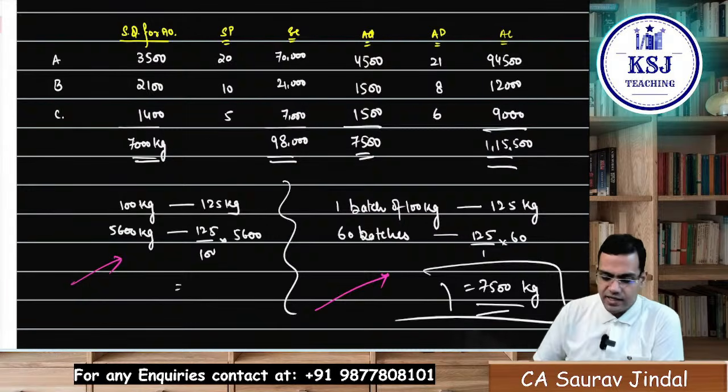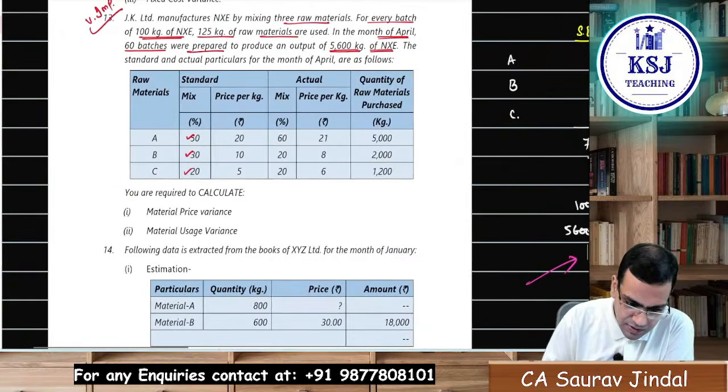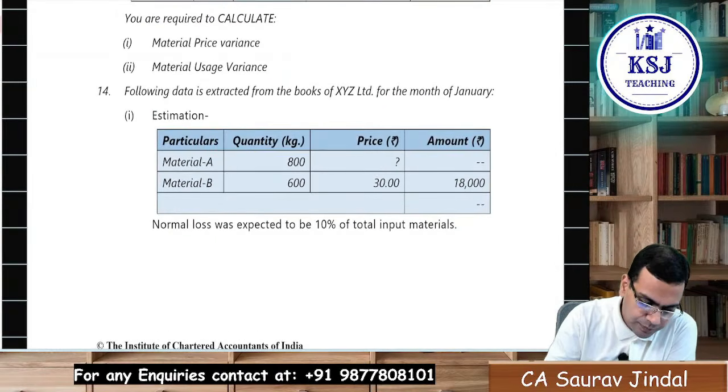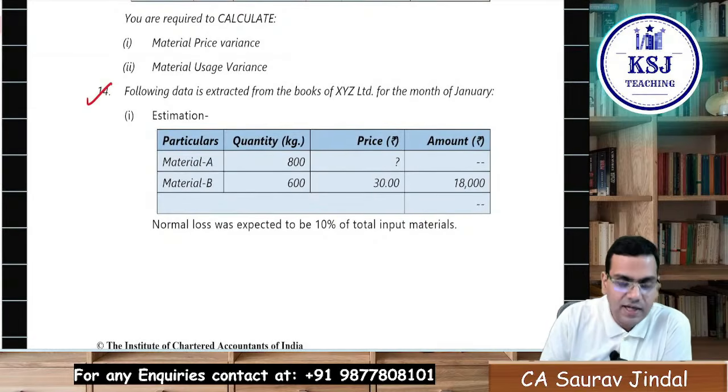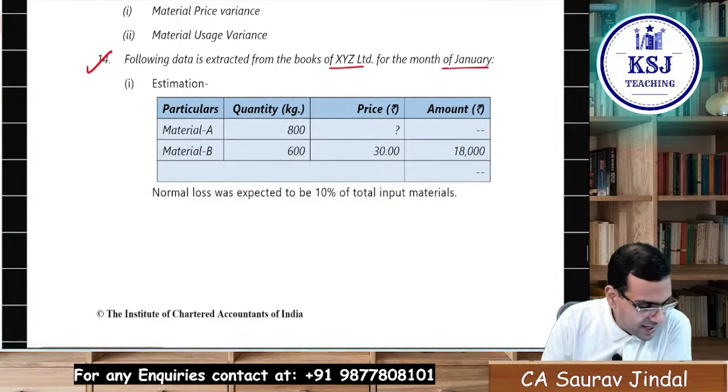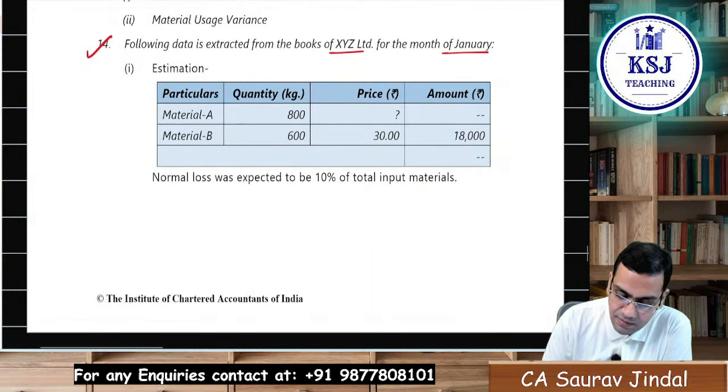Sometimes it is complicated, sometimes not. Right? Let's come to question number 14 now. The following data is extracted from the books of XYZ Limited for the month of January. Estimates are given. Particulars: material A, material B, quantity is given, price is not given. For material B, quantity 600, price 30, amount 18,000, normal loss.